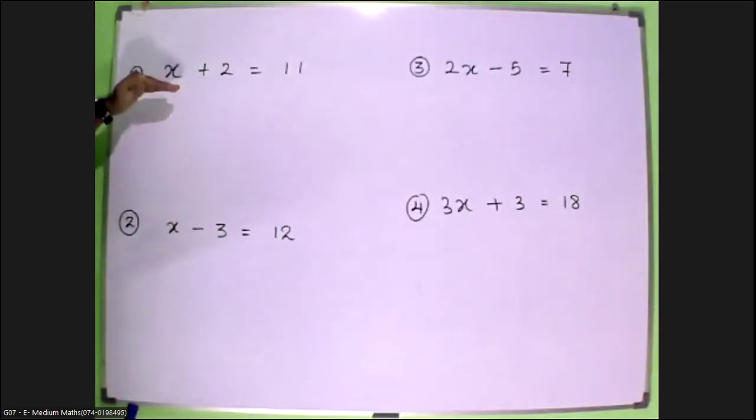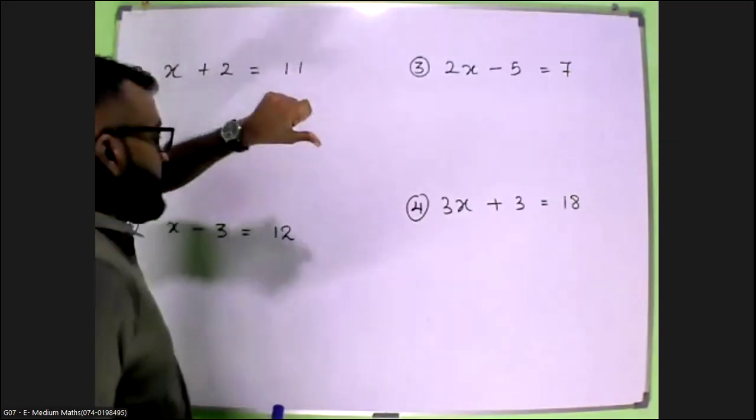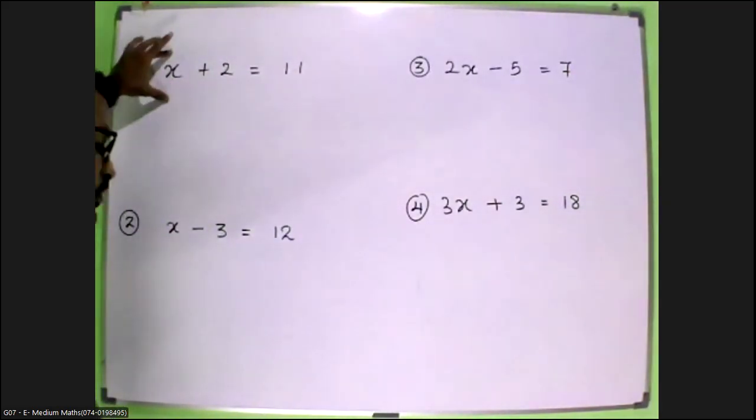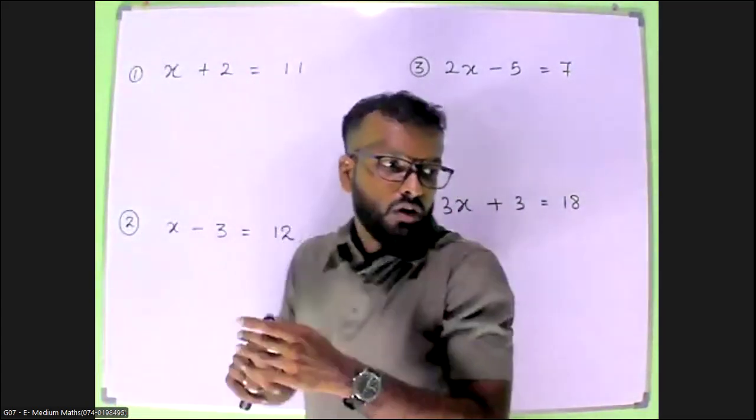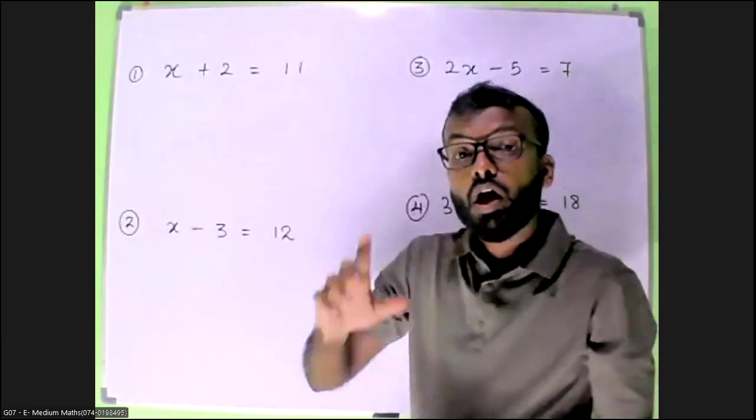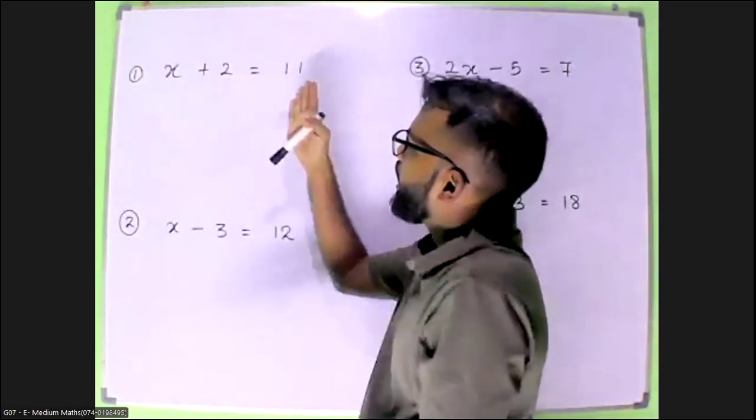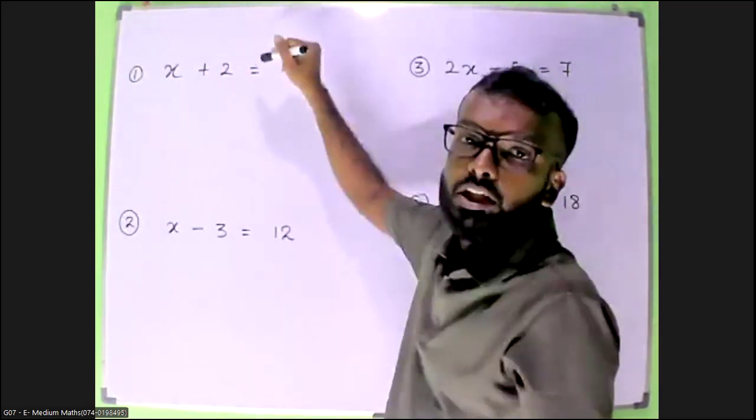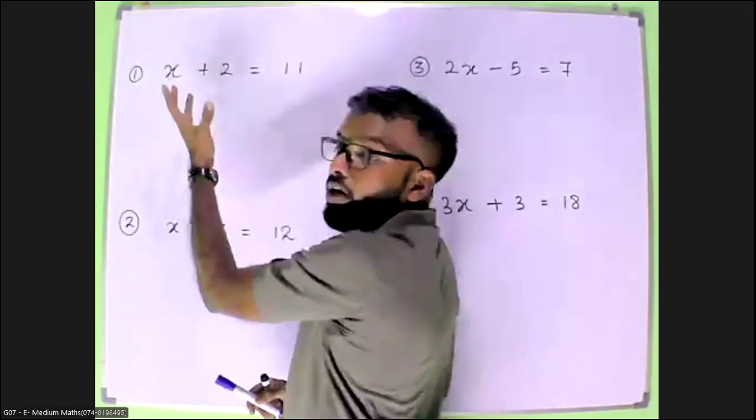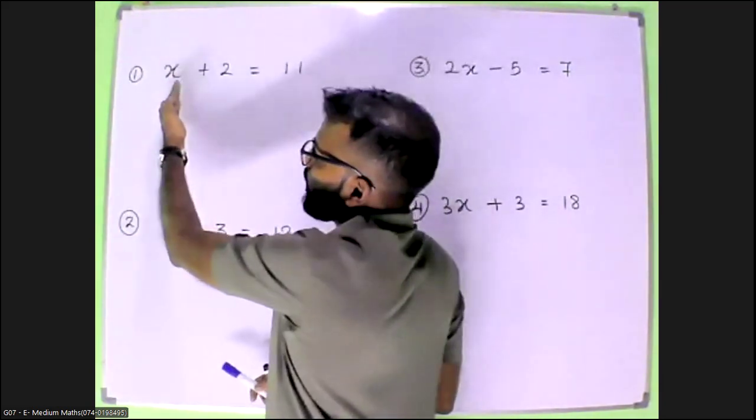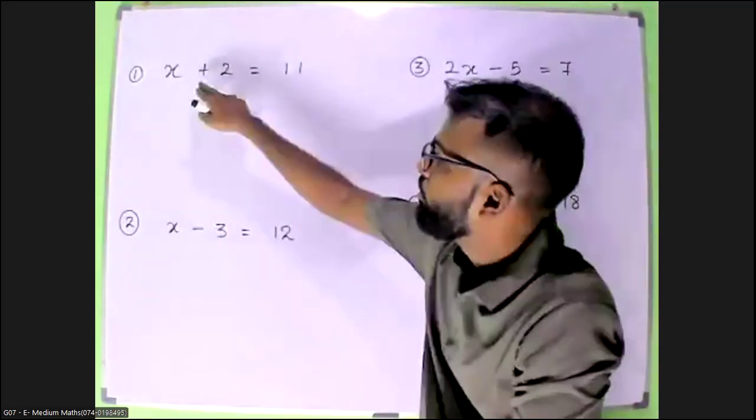Okay, so the first one, x plus 2 equals 11. If you want to find the solution for x, what you have to remove from your left hand side? This is the left hand side and this is the right hand side of this equation. If you want to isolate x on your left hand side, you need to remove positive 2.